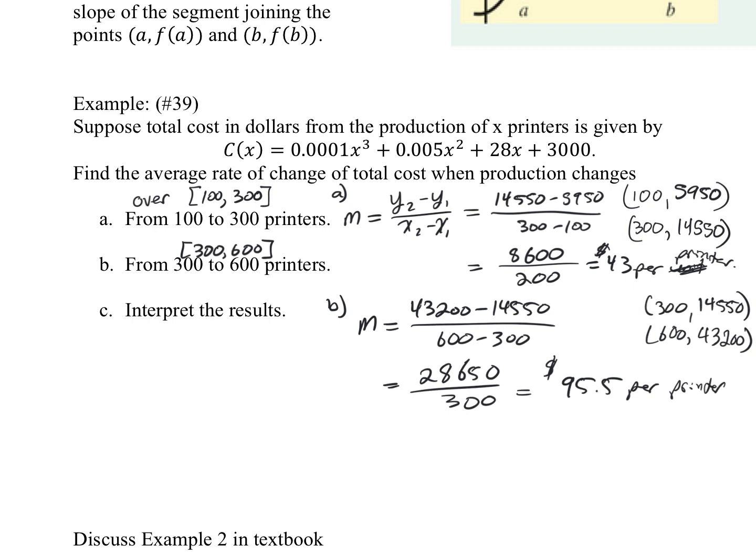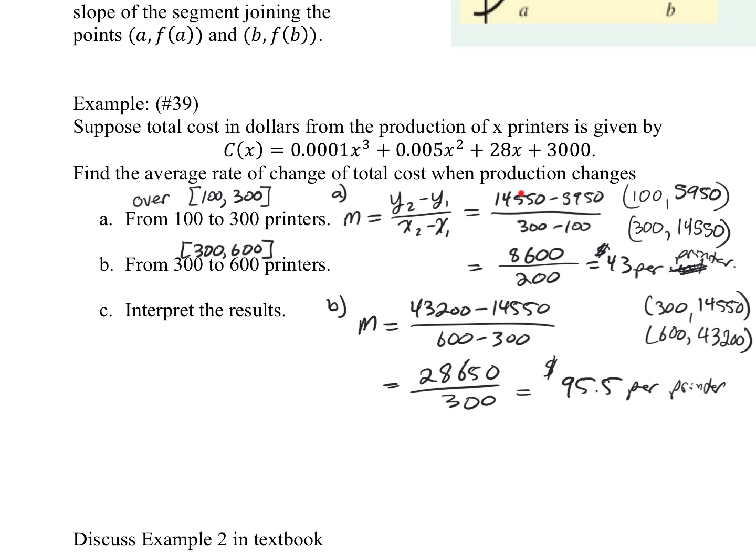So when we interpret our results at the end, we have to be very careful how we word this. The number 43 is the average rate of change of the total cost. So this is not the average cost of producing 100 printers or 300 printers, but how did we compute this?